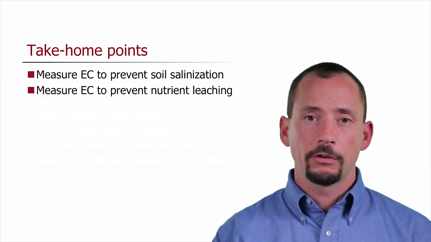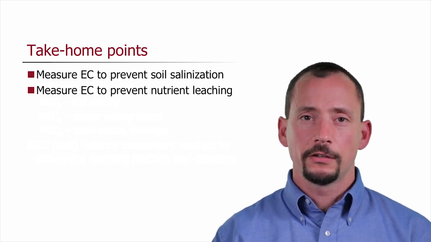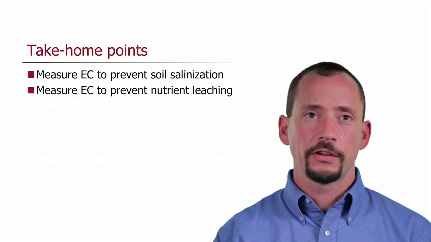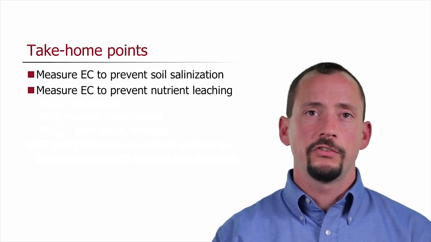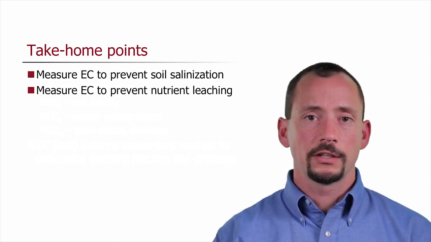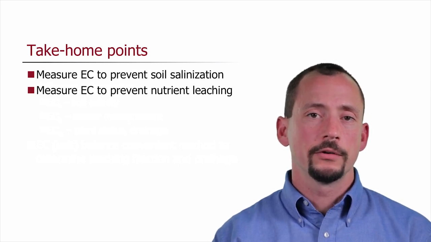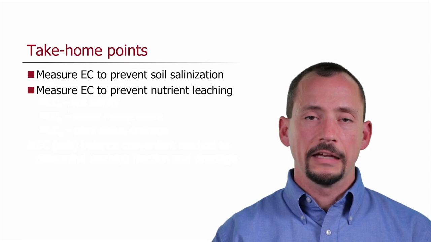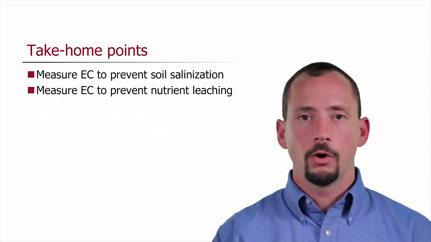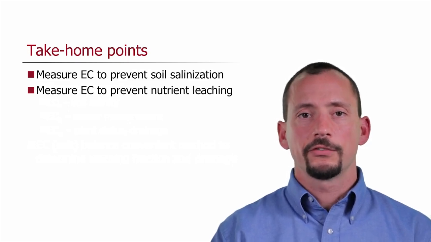We can use measurements of EC to prevent soil salinization, and we can also use EC measurements to prevent nutrient leaching. And I think these are three pretty important things that are important to people who are engaged in irrigated agriculture. And hopefully you guys have found this pretty interesting.